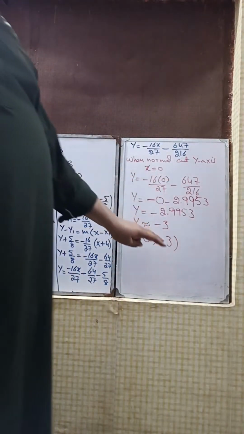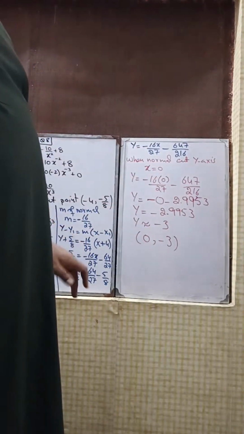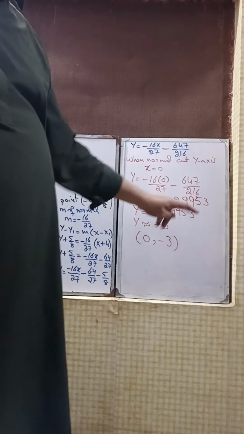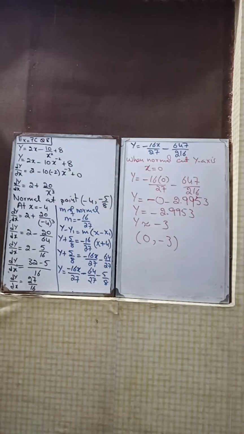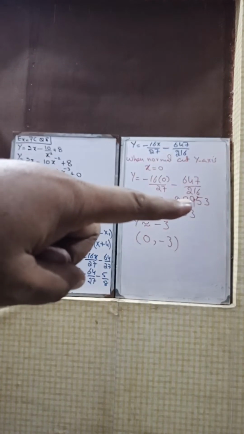Because we have to prove that this is minus 3, but my answer was not coming minus 3. So I have to recheck this thing again and again, that if I had made some mistake. But actually what happens when you divide them, this is 2.9953. So 2.9953, when you round it off, it is approximately minus 3. So this is how you do the question number 8. And this is what we have to prove, that when the normal cuts the y-axis, it is 0 comma minus 3.